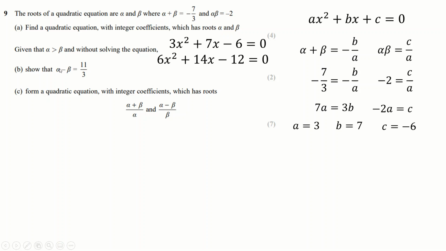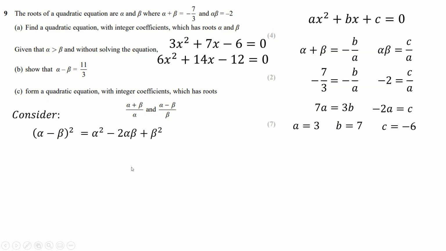Okay, show that alpha minus beta is 11 over 2. This is not worth 2 marks. This is worth like 4, because it's about the same amount of work as this is. This should have been 3 and 3, but whatever. What you need to do, people who have done lots of these papers will have seen this trick before. Consider alpha minus beta all squared.